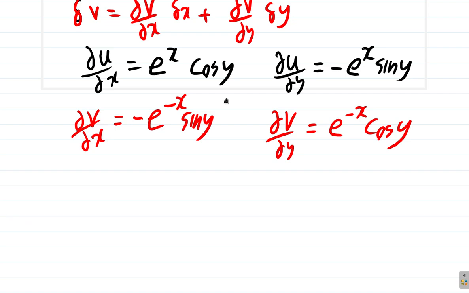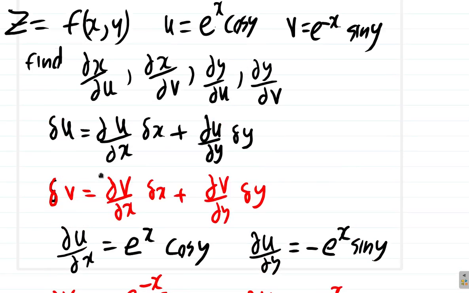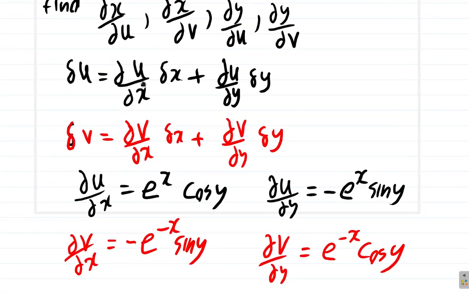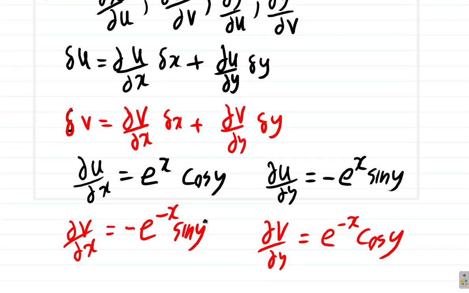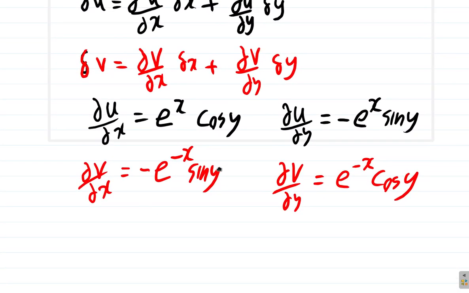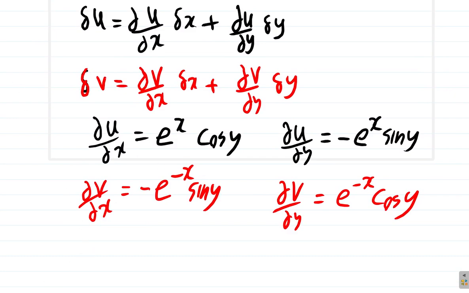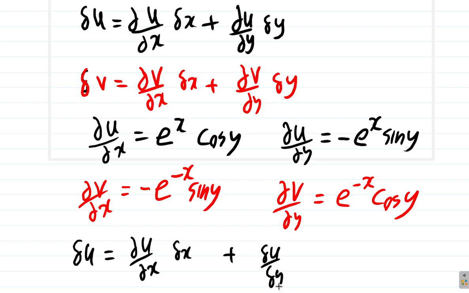Suppose we consider this equation again, delta u. Now delta u, let's rewrite it. Delta u, or del u, I mean the small change in u, is equal to delta u by delta x times del x plus delta u by delta y times a small change in y.